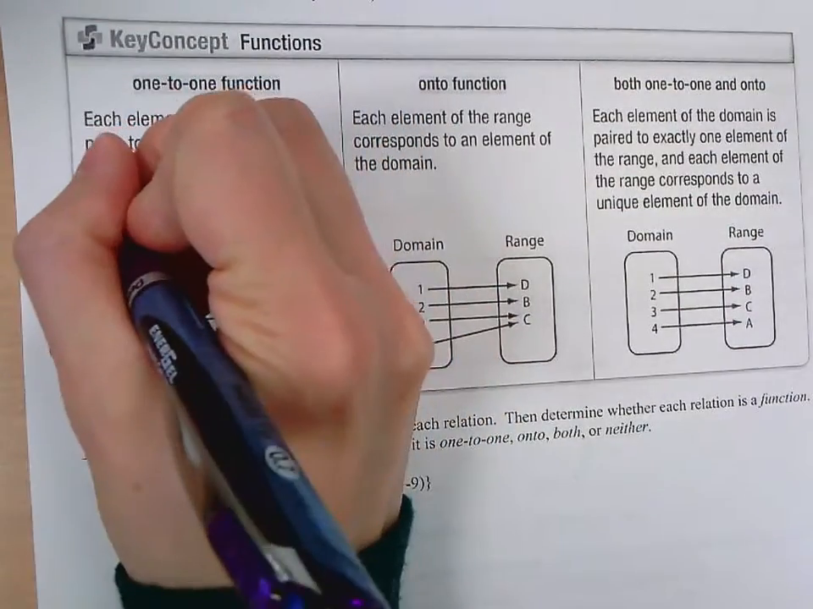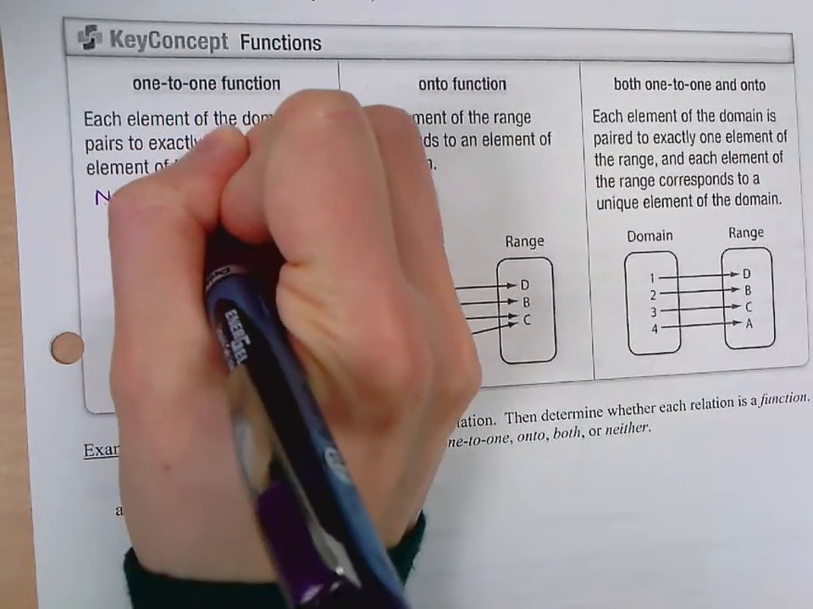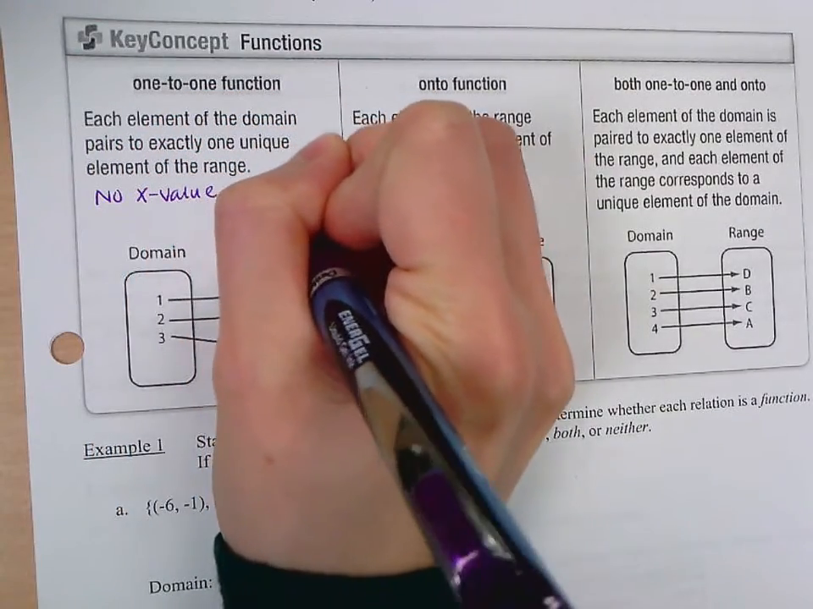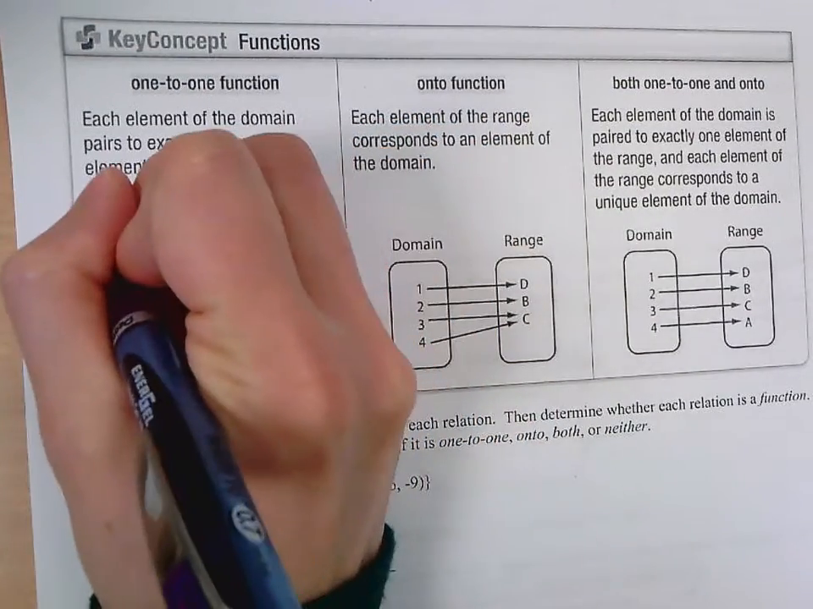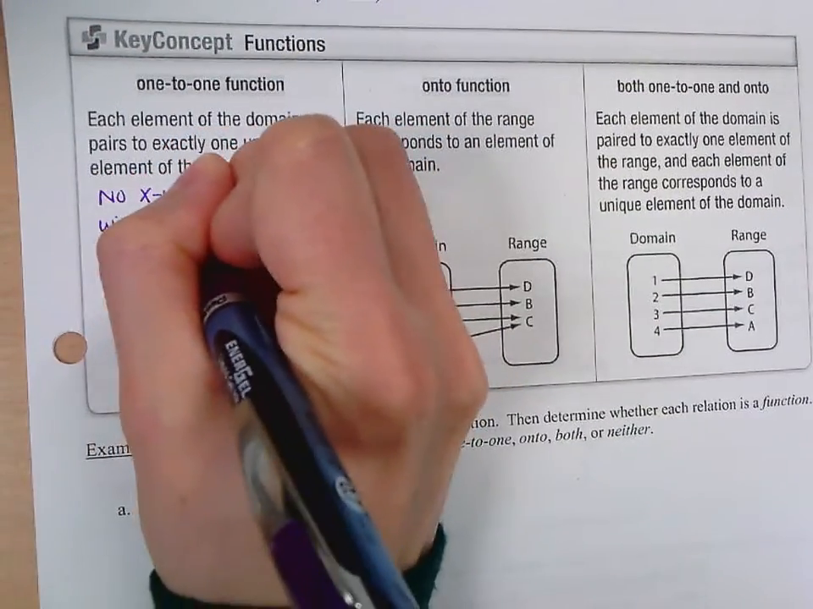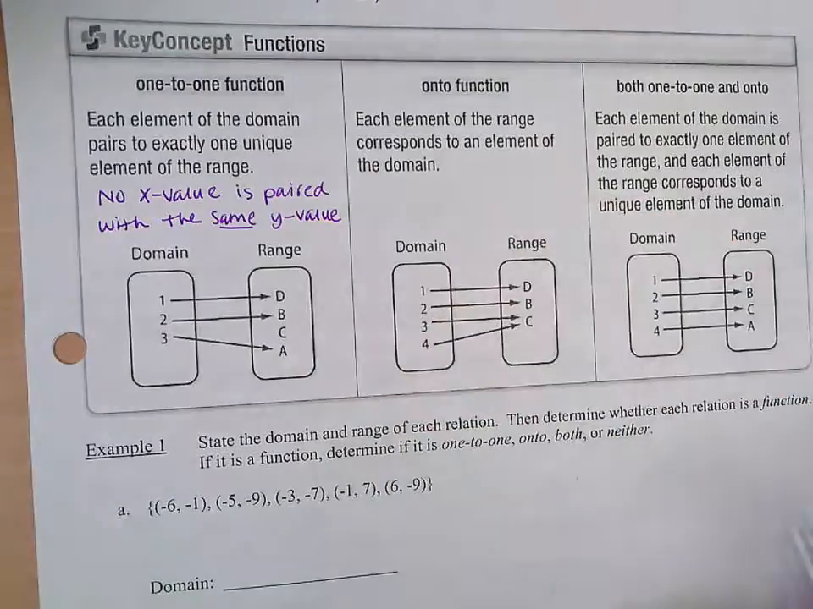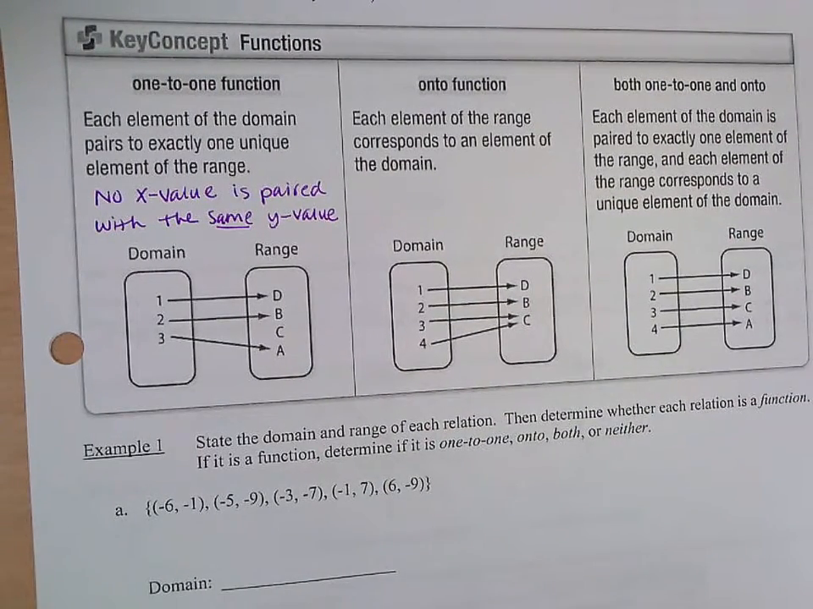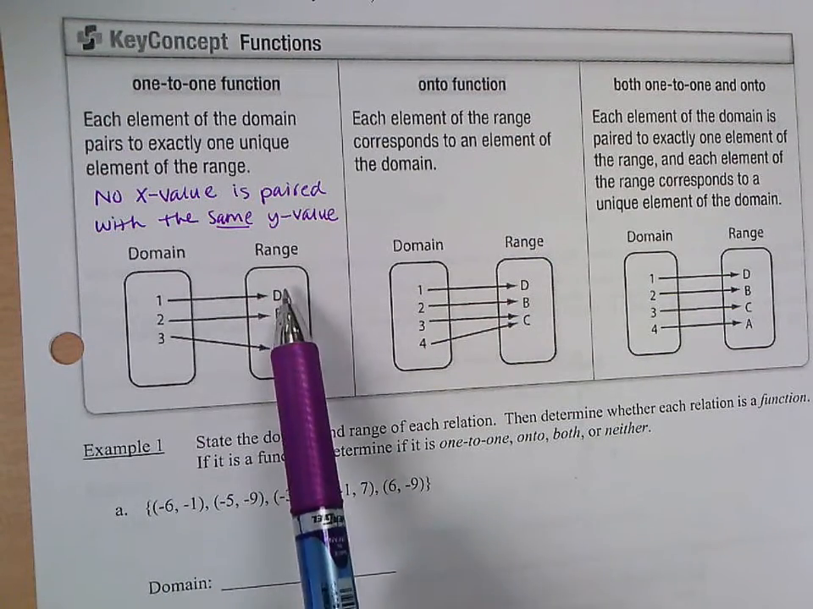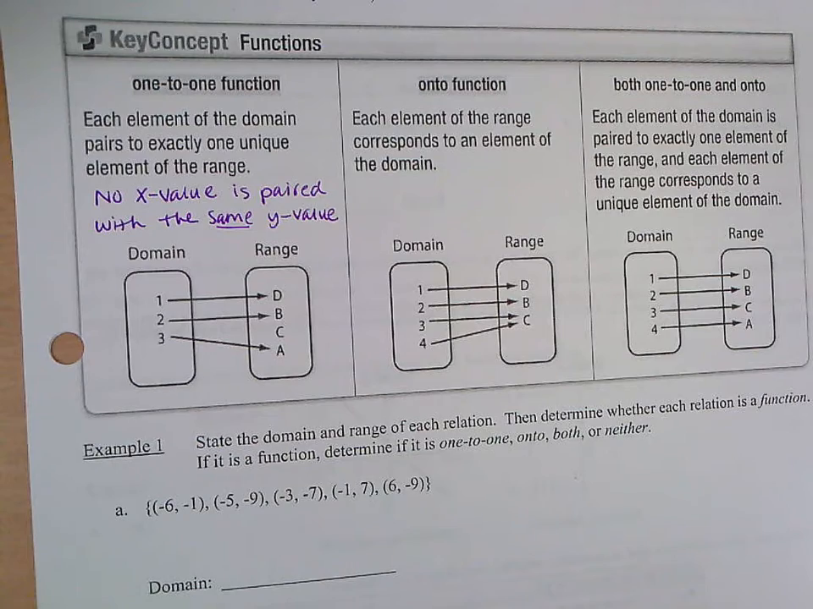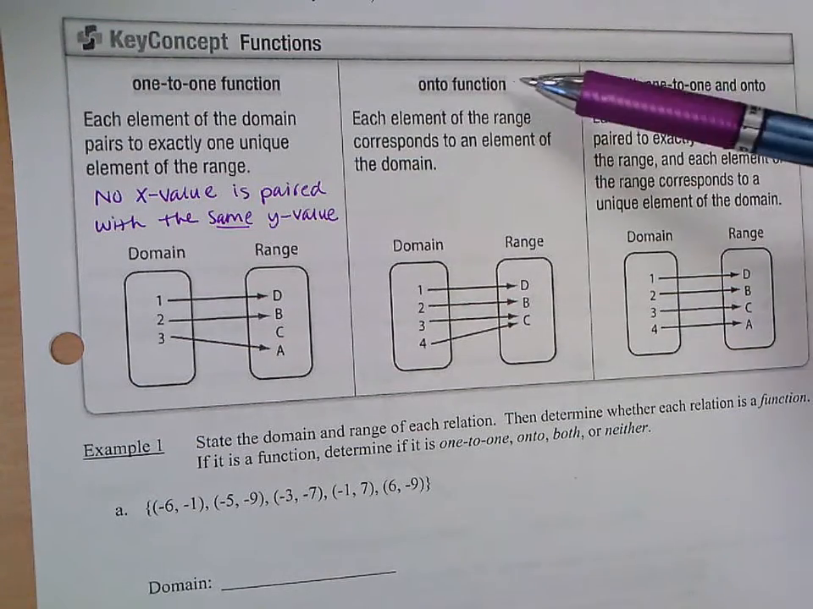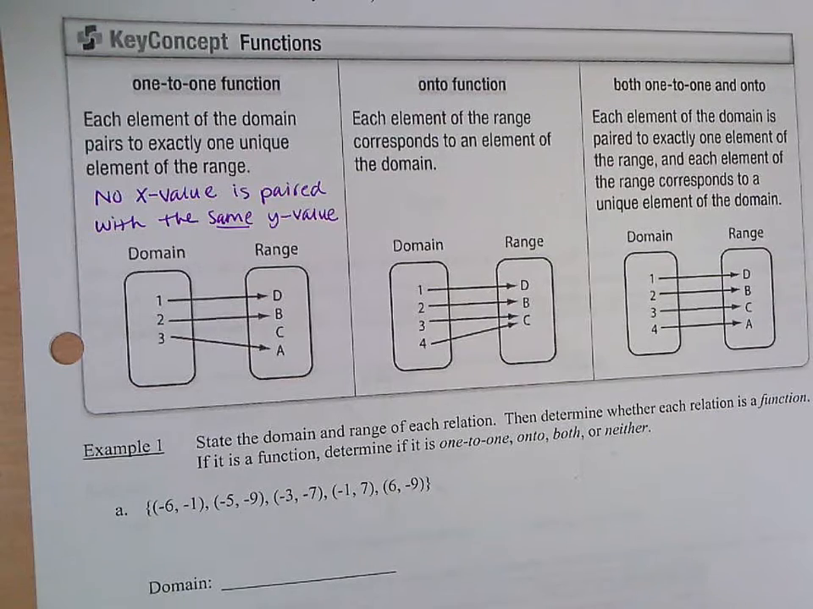But what this really means is that no x value is paired with the same y value. So you can have a function where x values are paired with the same y value. But if that happens, it's not one-to-one. So to be one-to-one, every x goes to a different y value and only one y value.